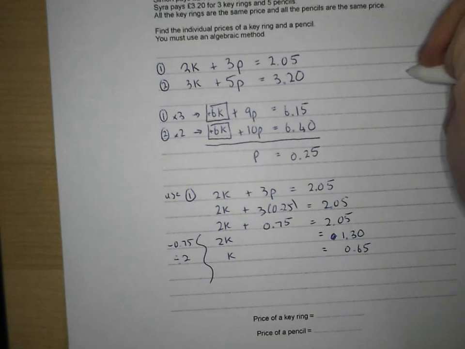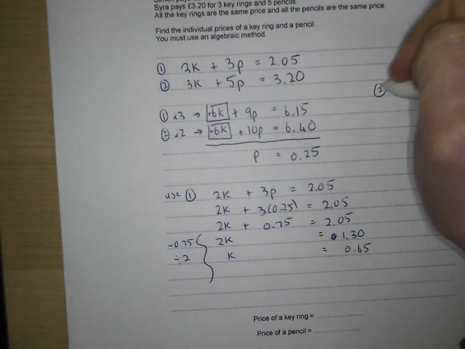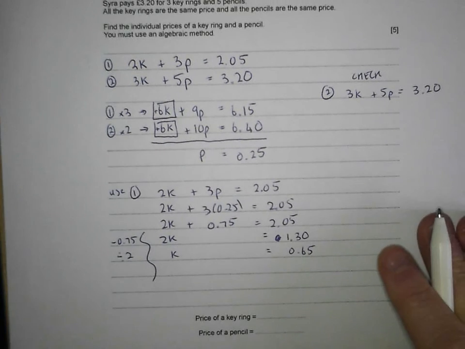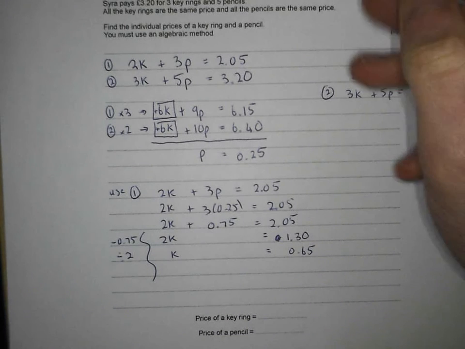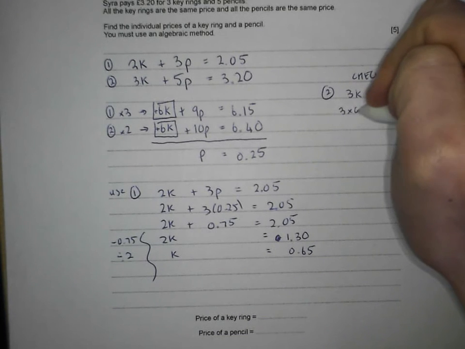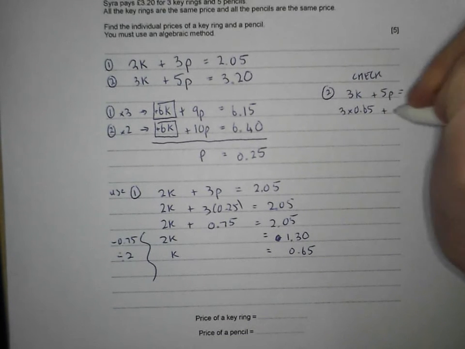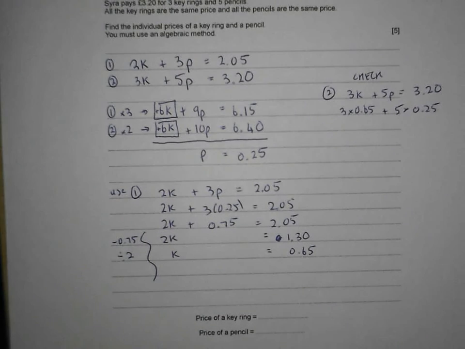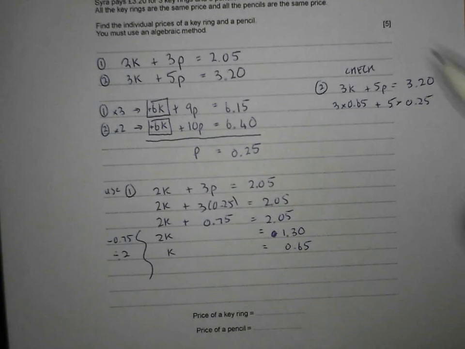So let's check, and let's check using equation 2. So equation 2 says that 3 lots of keyrings plus 5 lots of pencils should set you back £3.20. Well, we now know the price that we're claiming here. We're claiming keyrings 65p, so 3 lots of 0.65 plus 5 lots of 0.25. If this equals £3.20, we can all go home because we're laughing and we've got the marks.